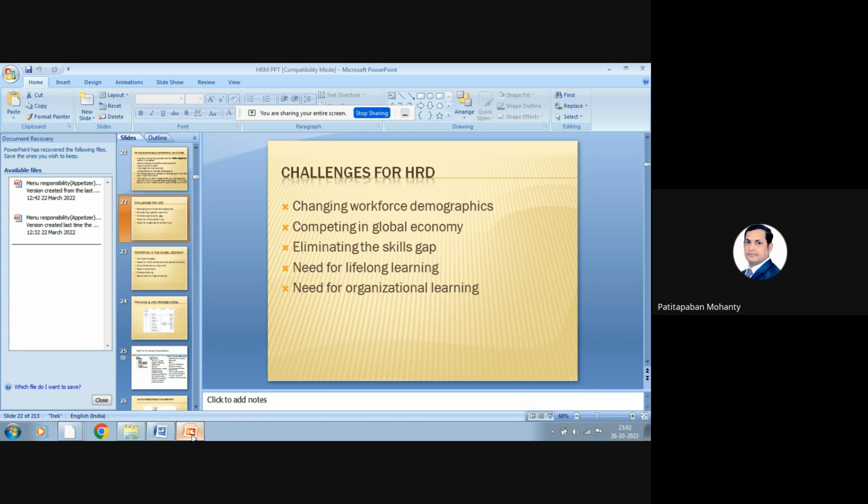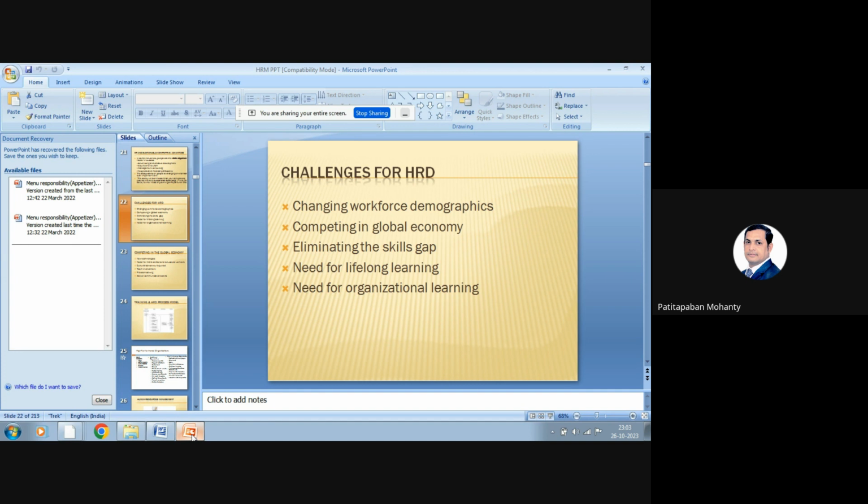The second point is competing in the global economy. The global economy is nowadays expanding. If you look at the tourism and hospitality sector, it is contributing about 10 point something percent to the global GDP. So your economy is diversified and expanding, and regional and national governments are putting pressure on different organizations and companies to create a global workforce and to create innovations, because technology has also played an important part by creating artificial intelligence, metaverse, and all these things coming into the global scenario. That's why the global economy is changing, and it is also competing.